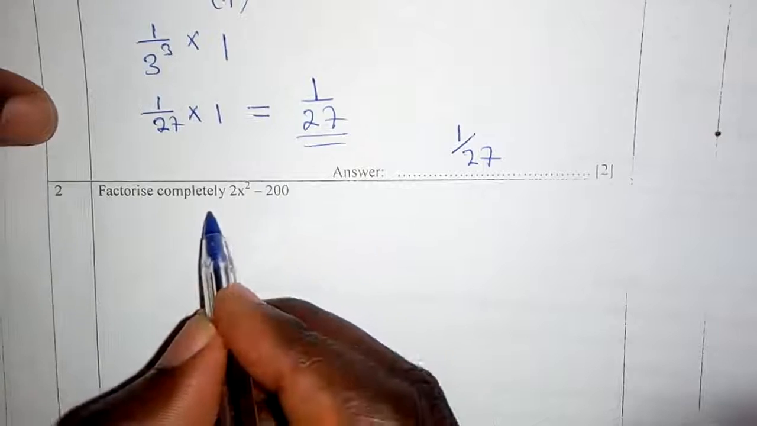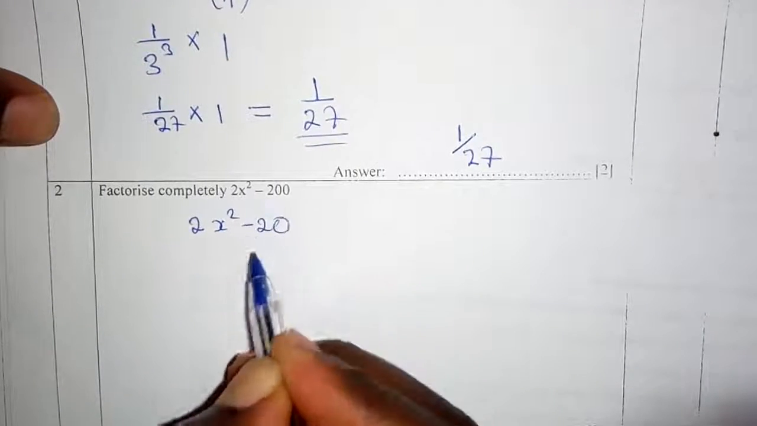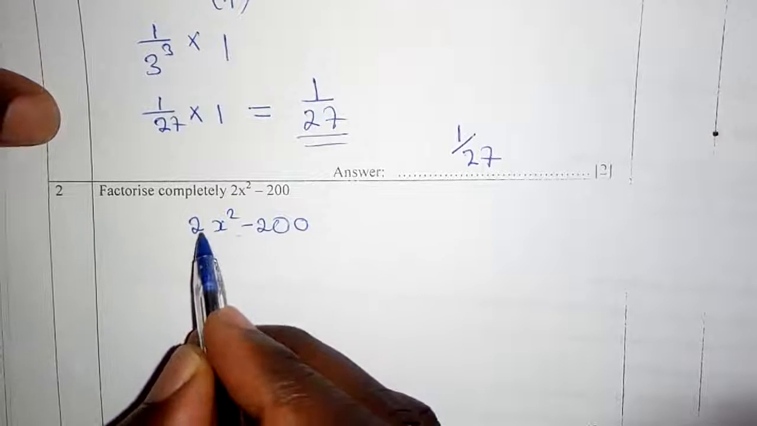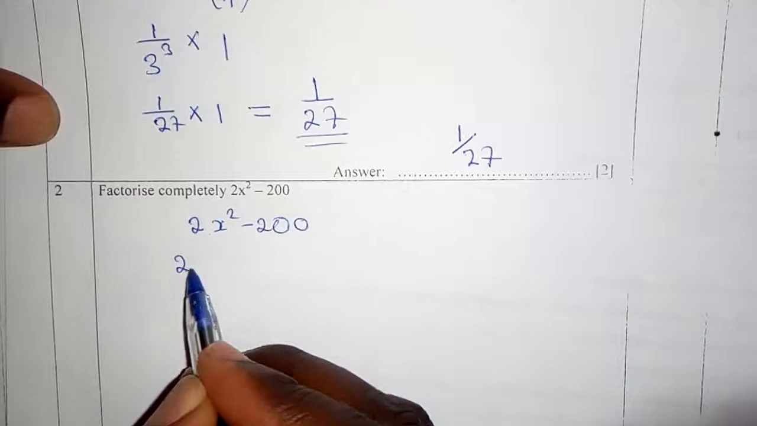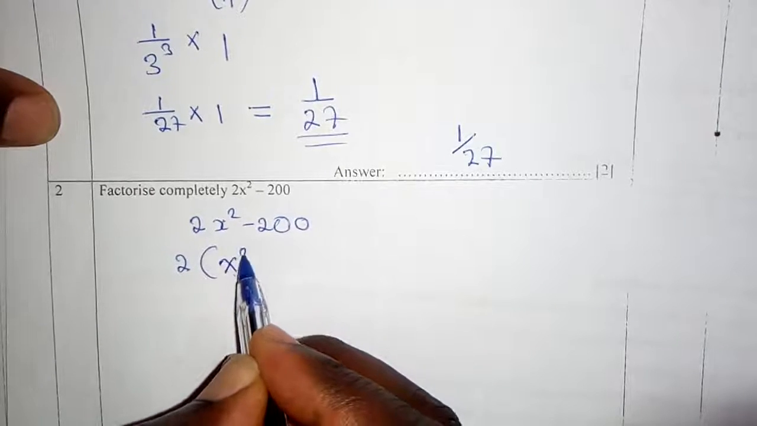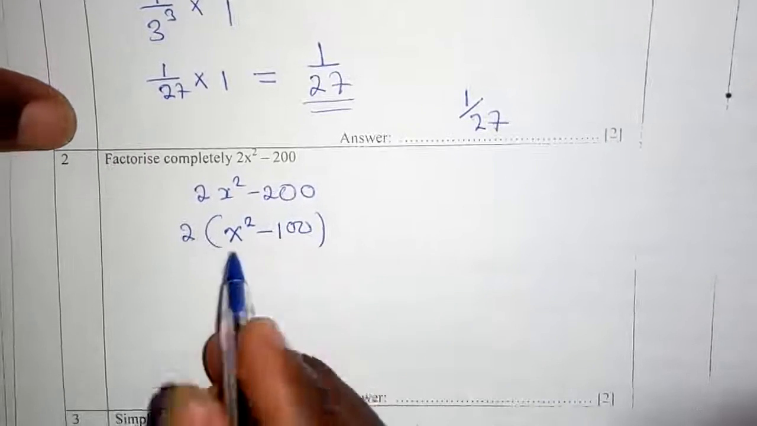Where I've been asked to factorize this one. So we'll say, copy the way it looks. We find what is common here and here. What is found here and here is 2. Let it come out. So it will look like this.